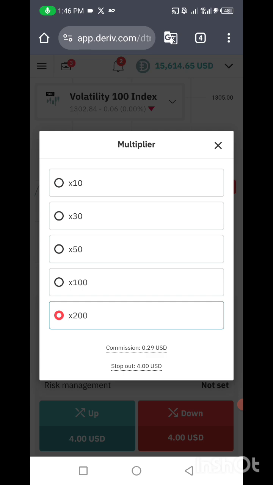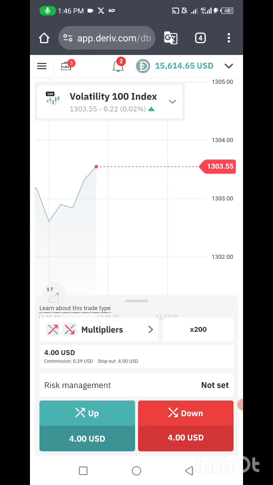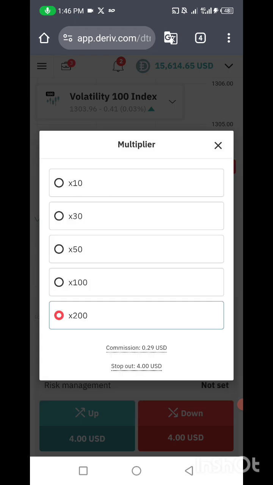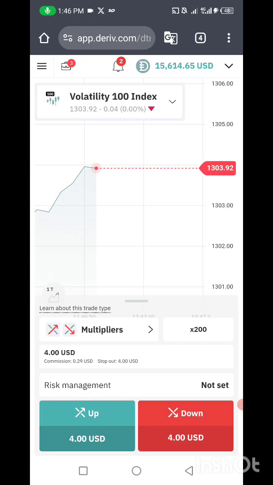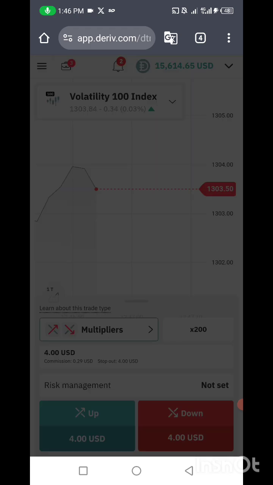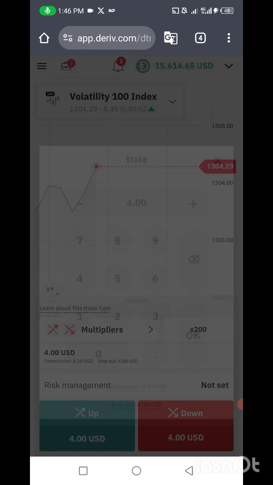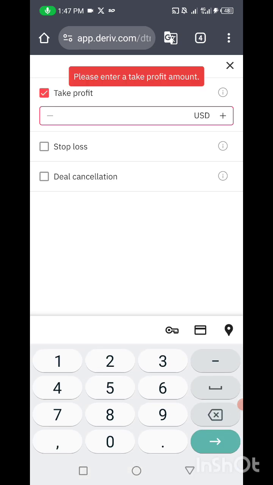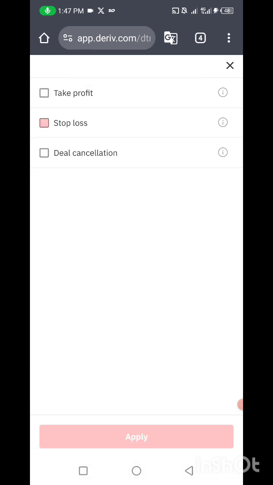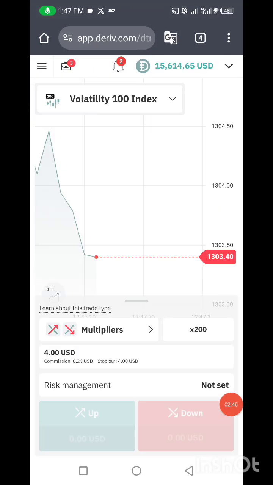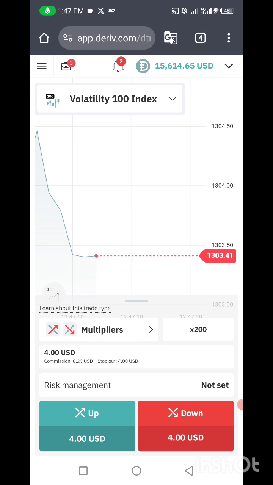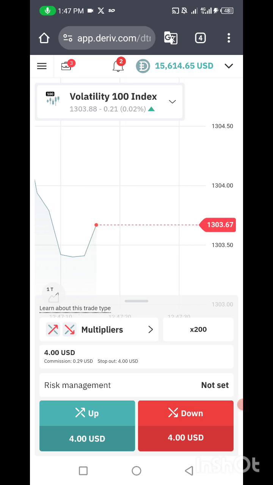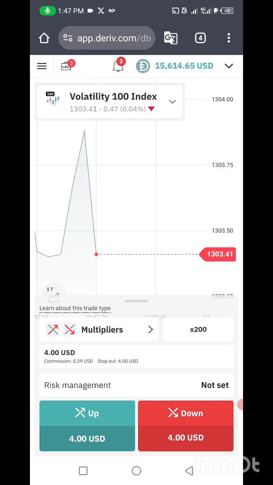So this is what I mean by multipliers. In the course, you will learn how to select the right multiplier level. You will learn how to calculate the stake you are going to use, and you will learn how to set your take profit. We don't have stop loss because in arbitrage trading there is no loss. So you are guaranteed 100% profit each time you make a trade. Each time you place a trade, you are going to win. You are going to end up with a profit. That is the essence of arbitrage trading.